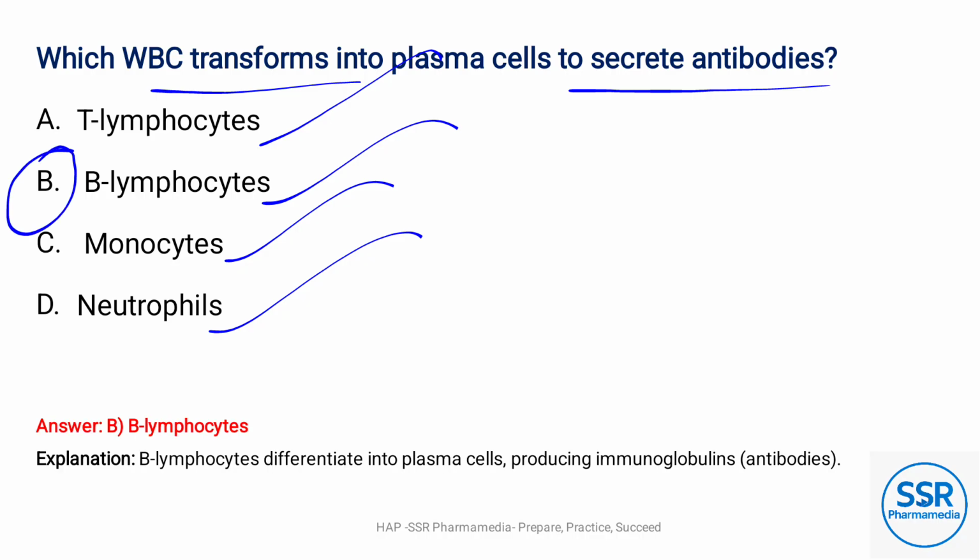The answer is option B, B lymphocytes. B lymphocytes differentiate into plasma cells producing immunoglobulin. It acts as the antibodies.